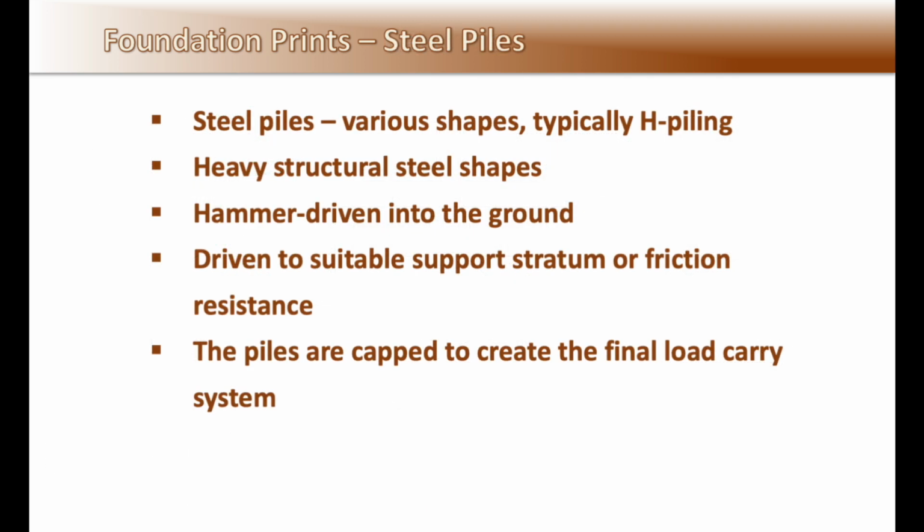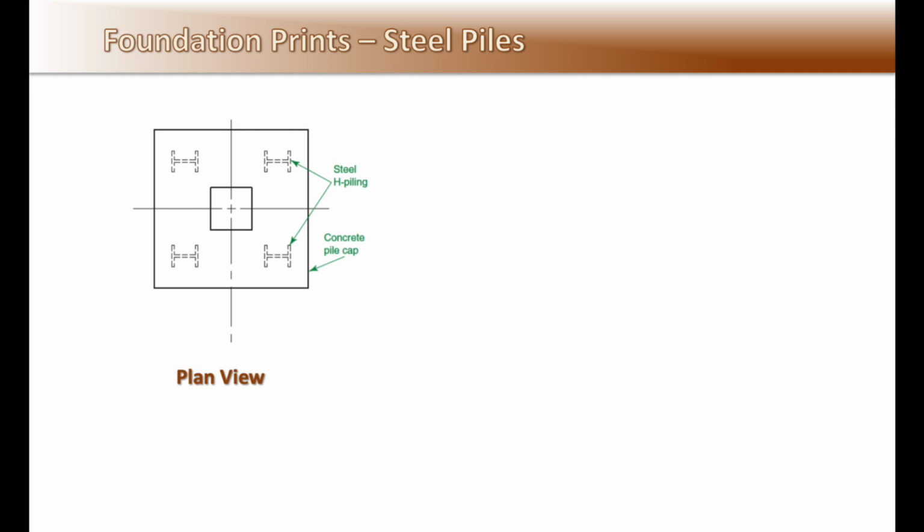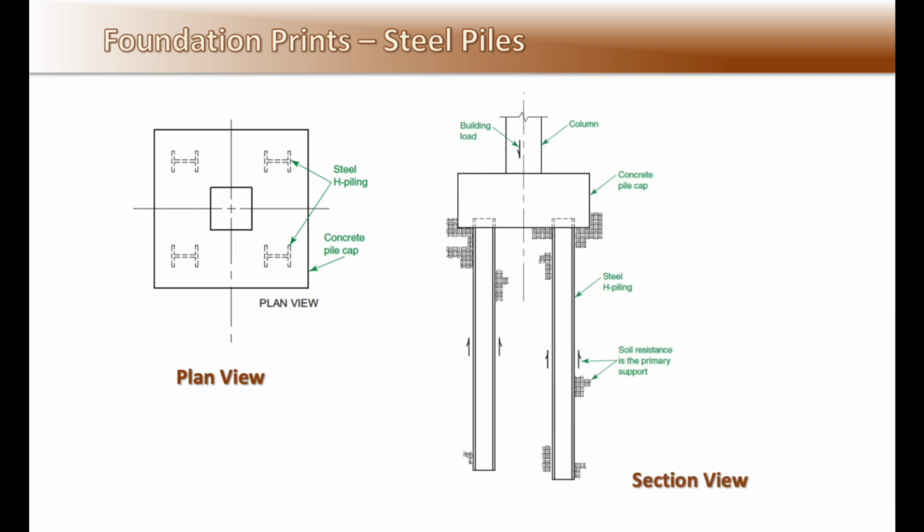Steel piles. Steel piles can have various shapes, but typically are H piling. These are heavy structural steel shapes that are hammer driven into the ground to a point of friction resistance or suitable support stratum. The piles are capped to create the final load carrying system.